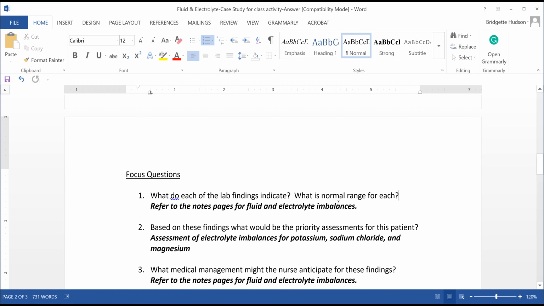All right, so what medical management might the nurse anticipate for these findings? We already talked about potassium replacement, sodium replacement, additional labs to see if the numbers are going up, giving magnesium, right? Giving the antiemetics, and let's figure out why we have the gastroenteritis. If this is bacterial, then monitor that culture and sensitivity that was part of the admit orders.